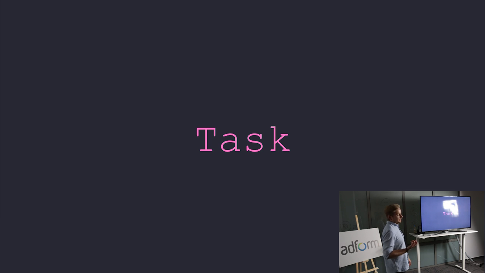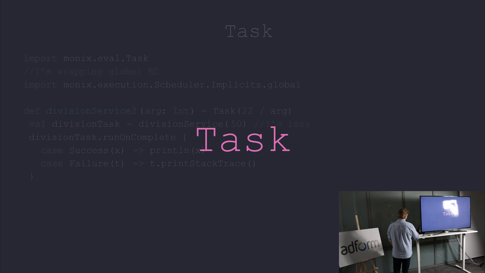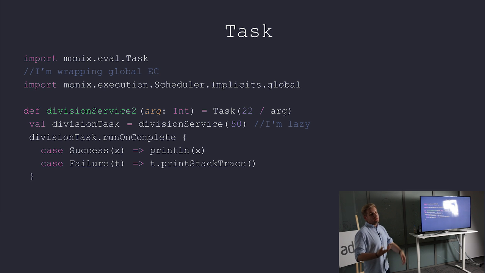Okay, so what is Task? Task is actually like an equivalent of Future, so you can use it almost the same as if you would use Future, but it's lazy. So again, let's define this division service that we did already in the previous slide. So we start with importing an execution context, but this one from the Monix package namespace. Underneath, it's using the Scala global one, but this is more performant because it batches your runnables for performance reasons. So how to use this division service?